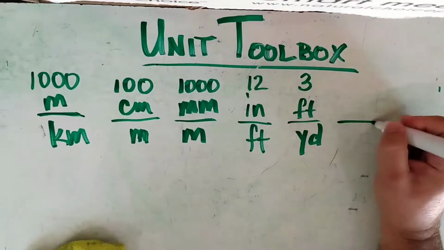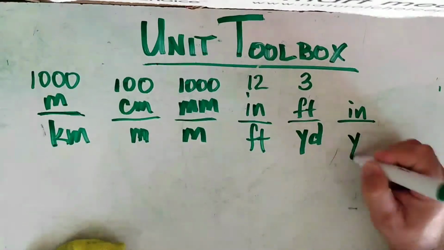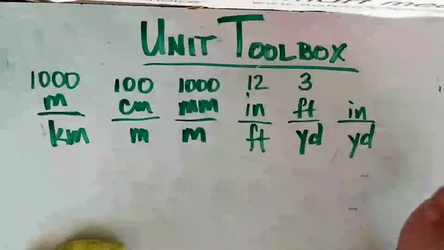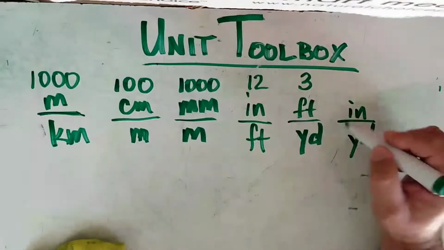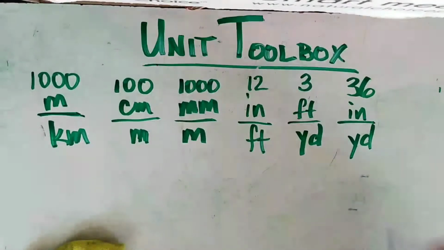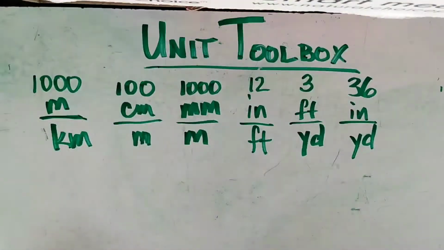Okay, and then this one's simple. How many inches then are in a yard? And that's one that, I mean, you could just do the math, okay? So if there's 3 feet, there's 12 inches in every foot, there's 36 inches in a yard. Okay, so that's our first part of our unit toolbox. Okay, moving on.